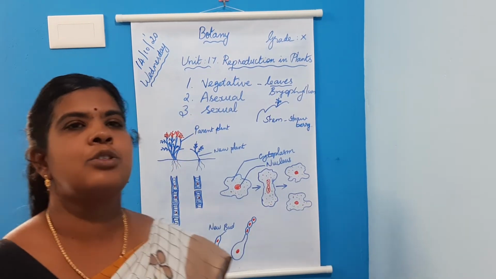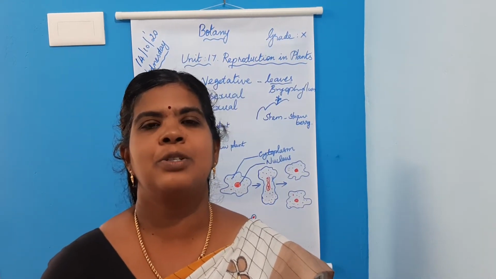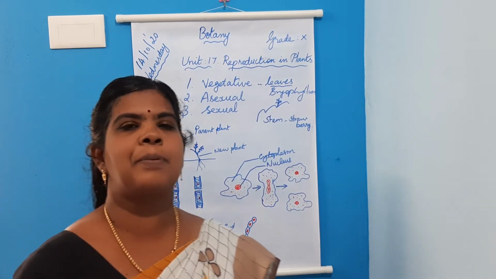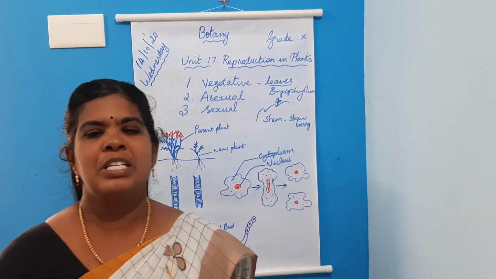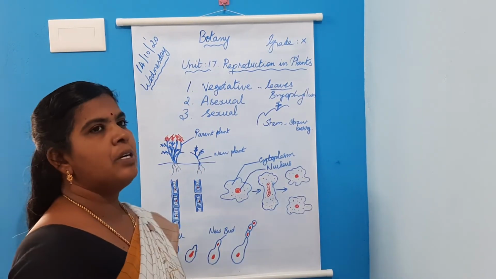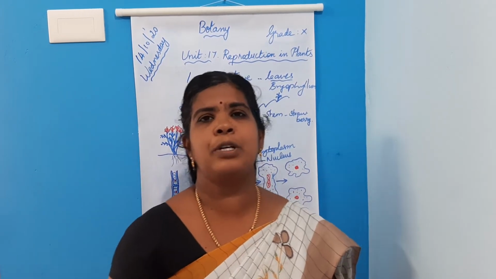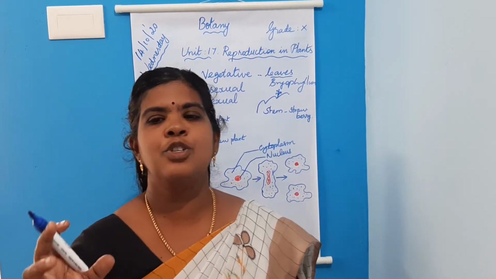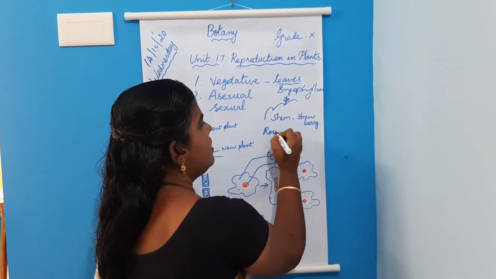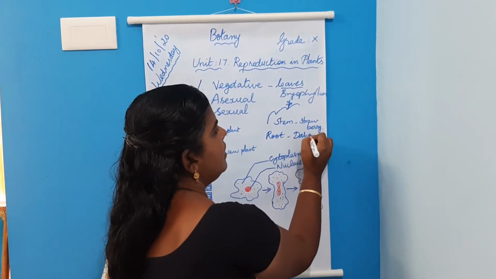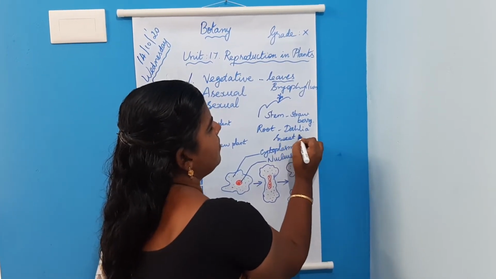Next, plants propagated through roots. The tuberous roots present in dahlia as well as sweet potato. These plants can produce the young ones through the roots. The tuberous roots can be used for vegetative propagation. Example: dahlia plant, asparagus, and sweet potato. The swollen tuberous roots can develop into the young one. So plants propagated through root, example dahlia, sweet potato, etc.